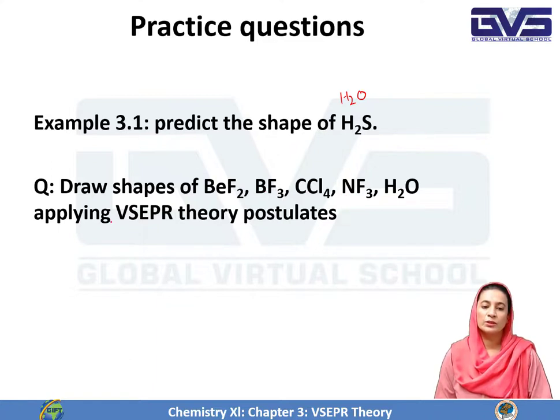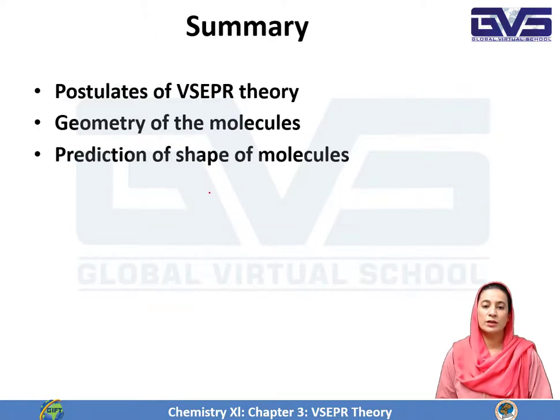drawn for you. So apply this valence shell electron pair repulsion theory to draw the shapes of these molecules. Also mention their angles and their geometries. So this was all about the valence shell electron pair repulsion theory. Hopefully the concept is clear for you. Just practice and apply the prediction steps to predict the shape of the molecules.